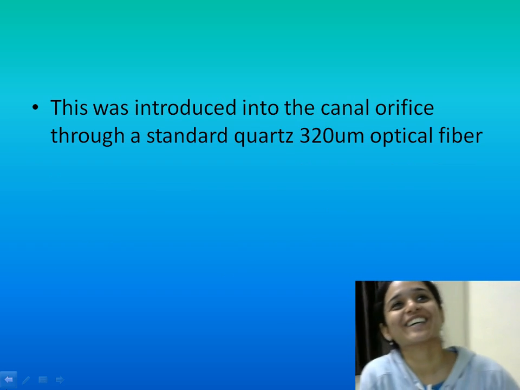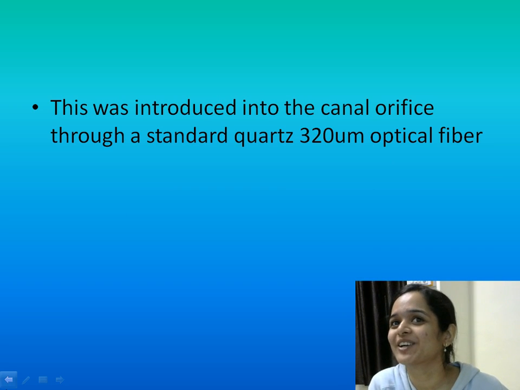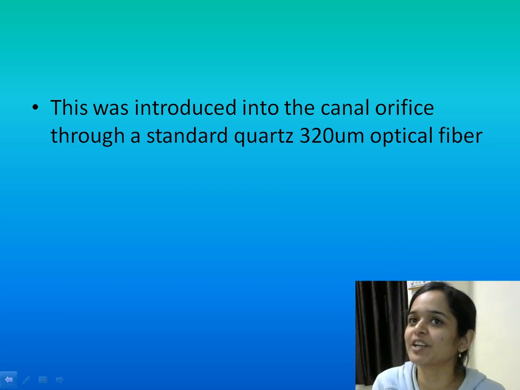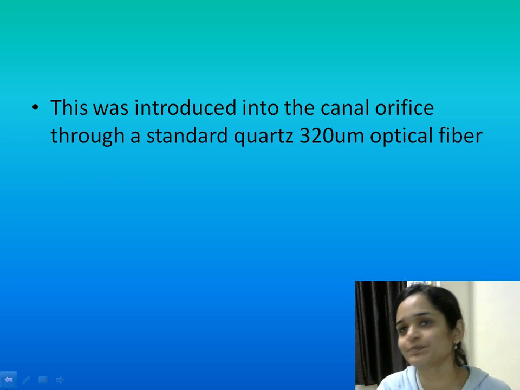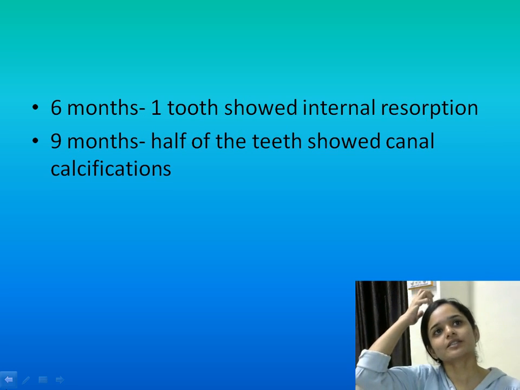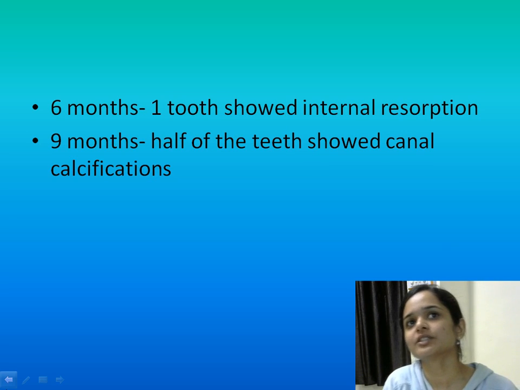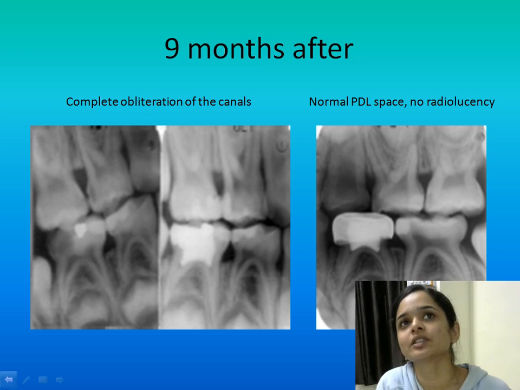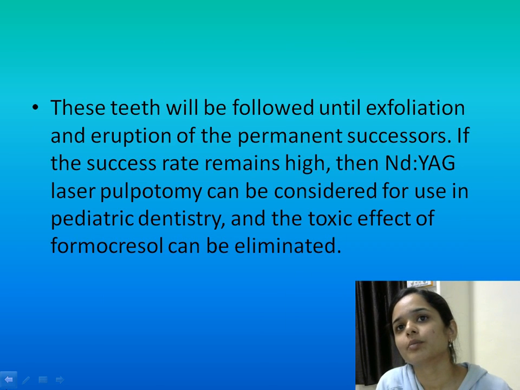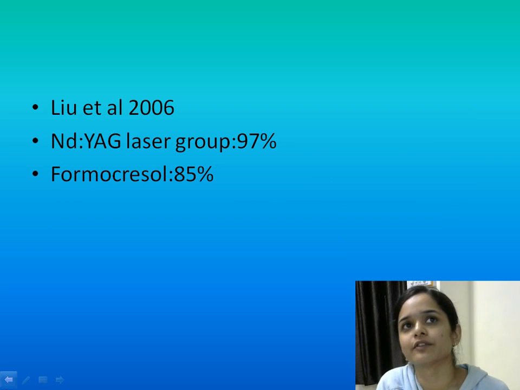Pulpectomy is still remaining. This was introduced into canal orifice through standard quartz 320 mm optical fiber. Remember, optical fiber. At 6 months, 1 tooth showed internal resorption. At 9 months, half the teeth showed canal calcifications. So as we can see, there is complete obliteration of pulp canals, but clinically the tooth was asymptomatic. So these can be alternatives to Formocresol pulpotomy: Nd:YAG laser, electrocautery, then Glutaraldehyde, ferric sulfate.